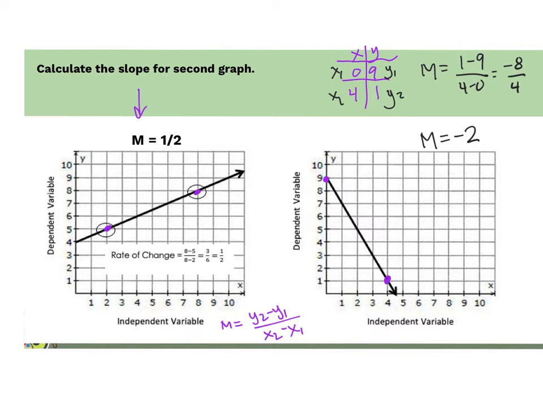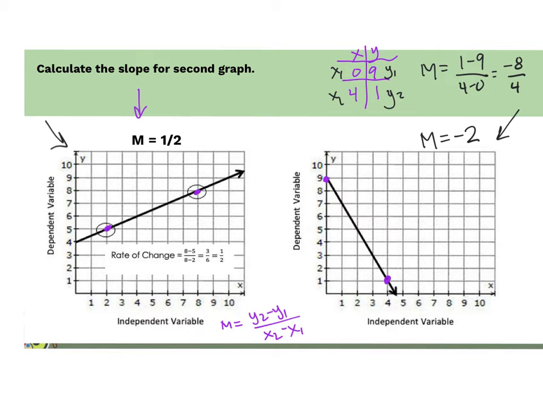So I have a slope of positive 1/2 over here for graph 1, and I have a slope of negative 2 over here for graph 2. So let's look at the graphs and see what the difference is, right? One is positive, one is negative. Does the picture somehow let me know that my graph or my slope will be positive or negative?